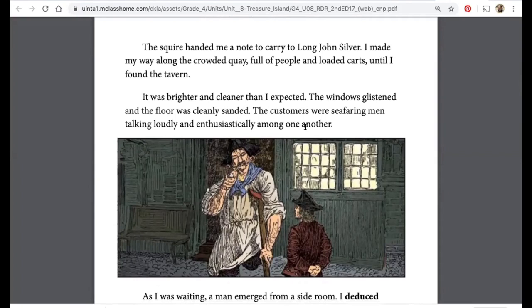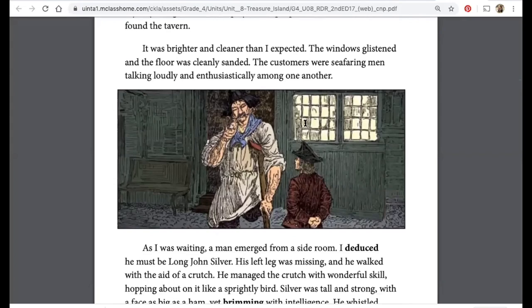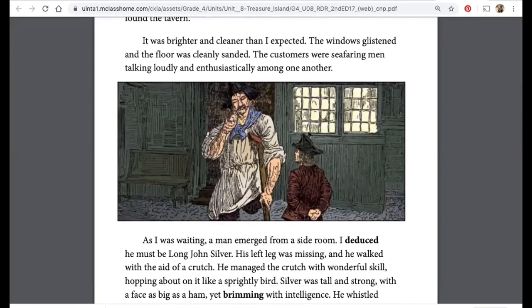The customers were seafaring men talking loudly and enthusiastically among one another. As I was waiting, a man emerged from a side room. He has one leg. Who could it be? I deduced, meaning he figured it out, right? Gathering the information, that he must be Long John Silver. Oh, his left leg was missing, and he walked with the aid of a crutch.